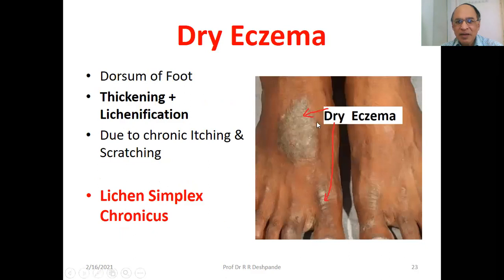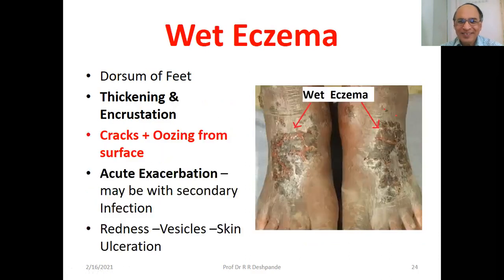This is the dry eczema on the dorsum of the foot, thickening and lichenification due to the chronic itching and scratching. This condition is called, especially this one, lichen simplex chronicus. Wet eczema. This is chronic. This is first stage and then it becomes wet eczema, sometimes exacerbation. Vegavastha in Ayurveda.